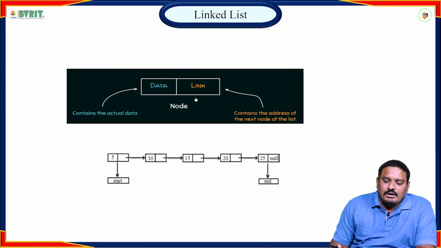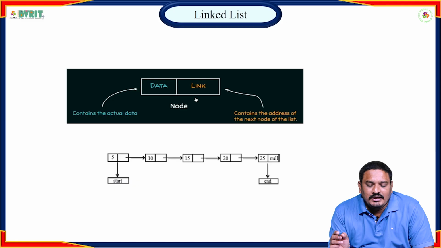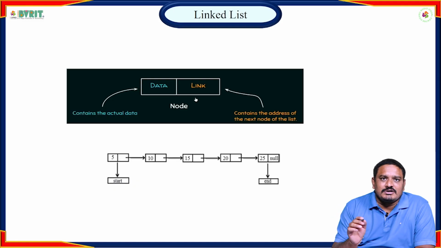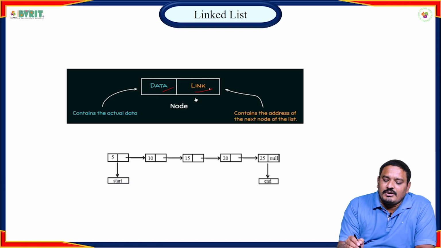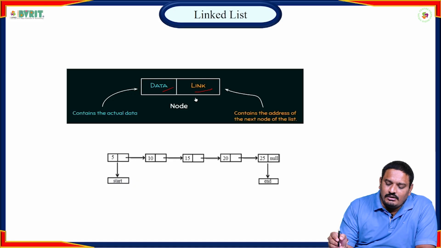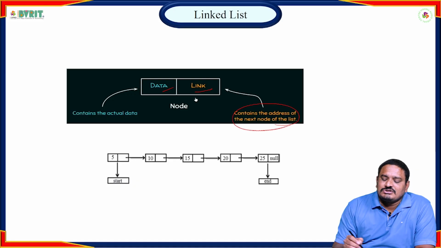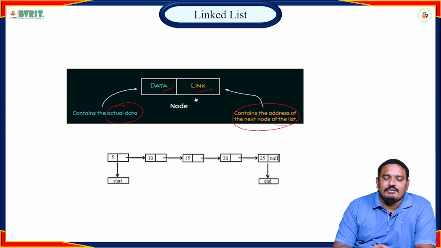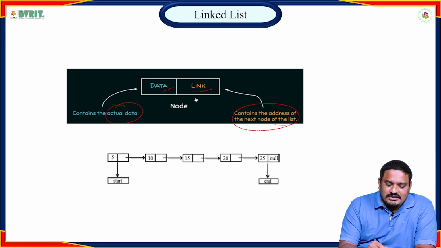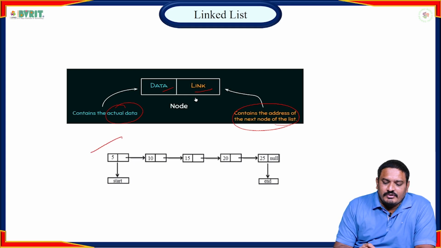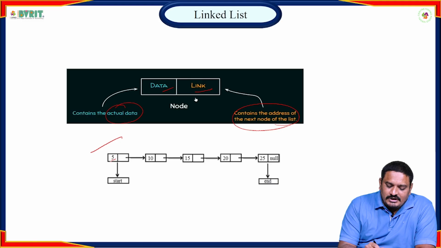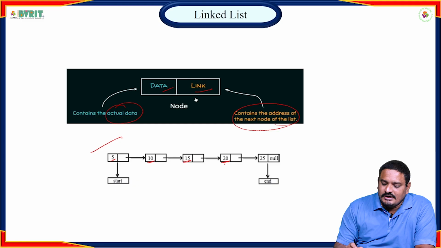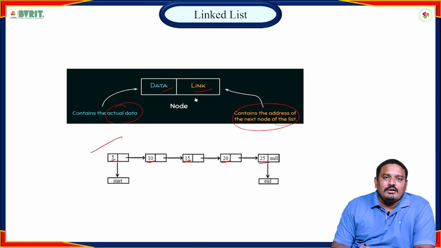We already discussed what a linked list is. The linked list has two parts. The first is the data part and the second is the link part. The link part holds the address of the next node, and the data part holds the actual data. See this example, one of the best examples for the linked list. 5 is a data element, 10 is a data element, 15 is a data element, 20 is a data element, 25 is a data element.